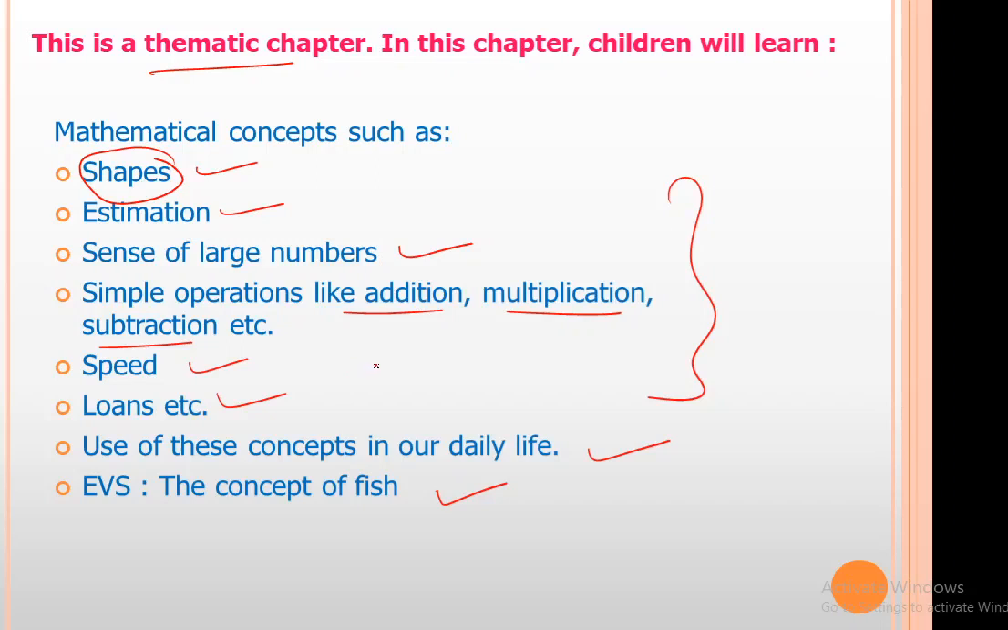Now, the first thing that comes in our mind is, what is a shape? Now see, in our daily life, all the things, objects that we see, they all have a specific form. So a shape can be defined as the form of any object. The form of an object. Let us understand this from some examples.